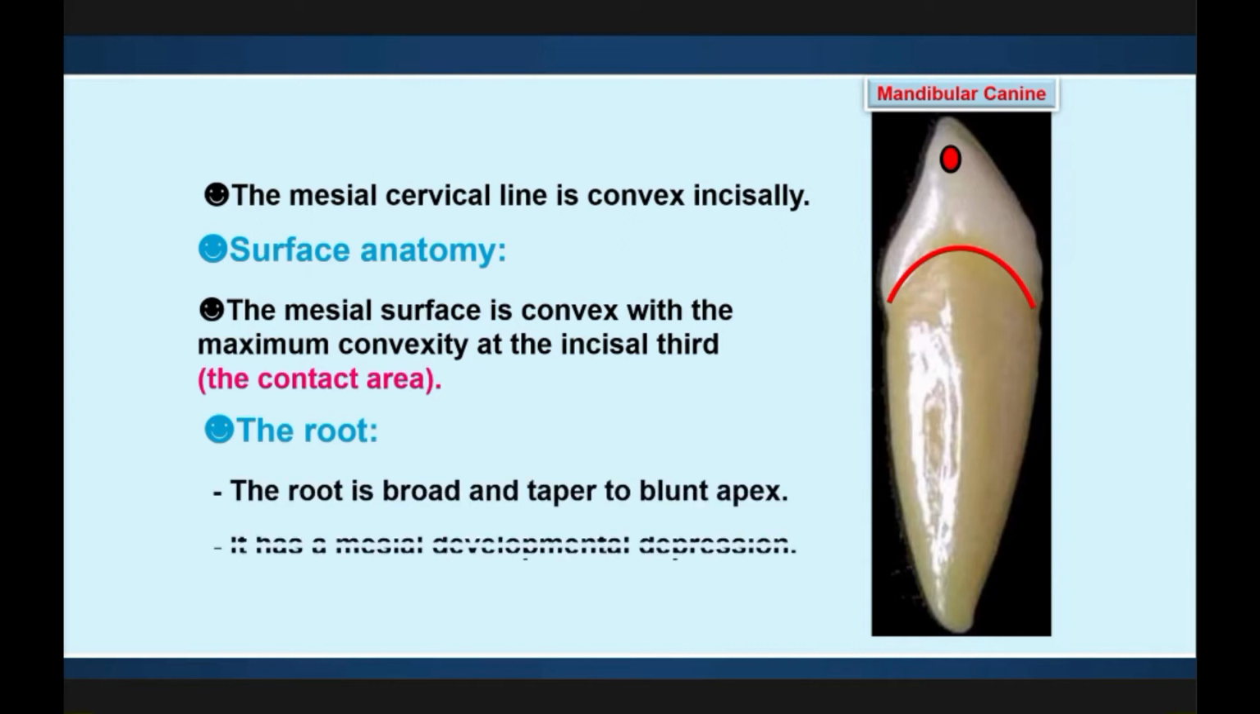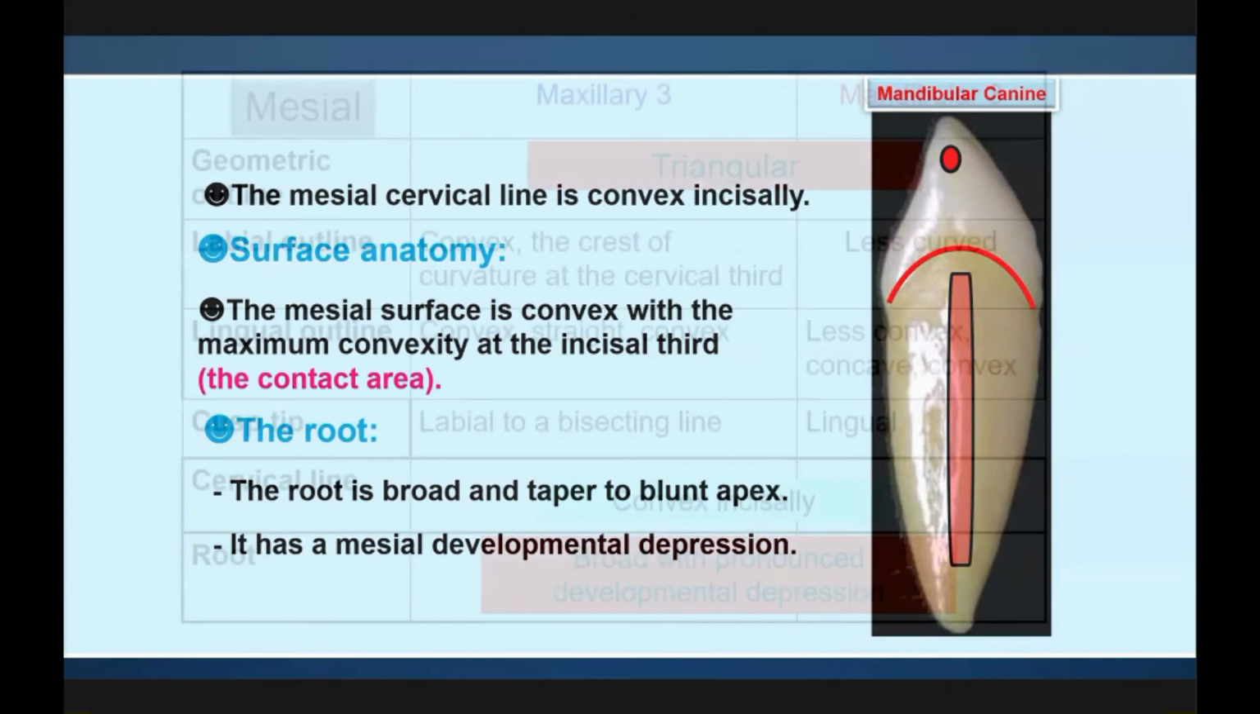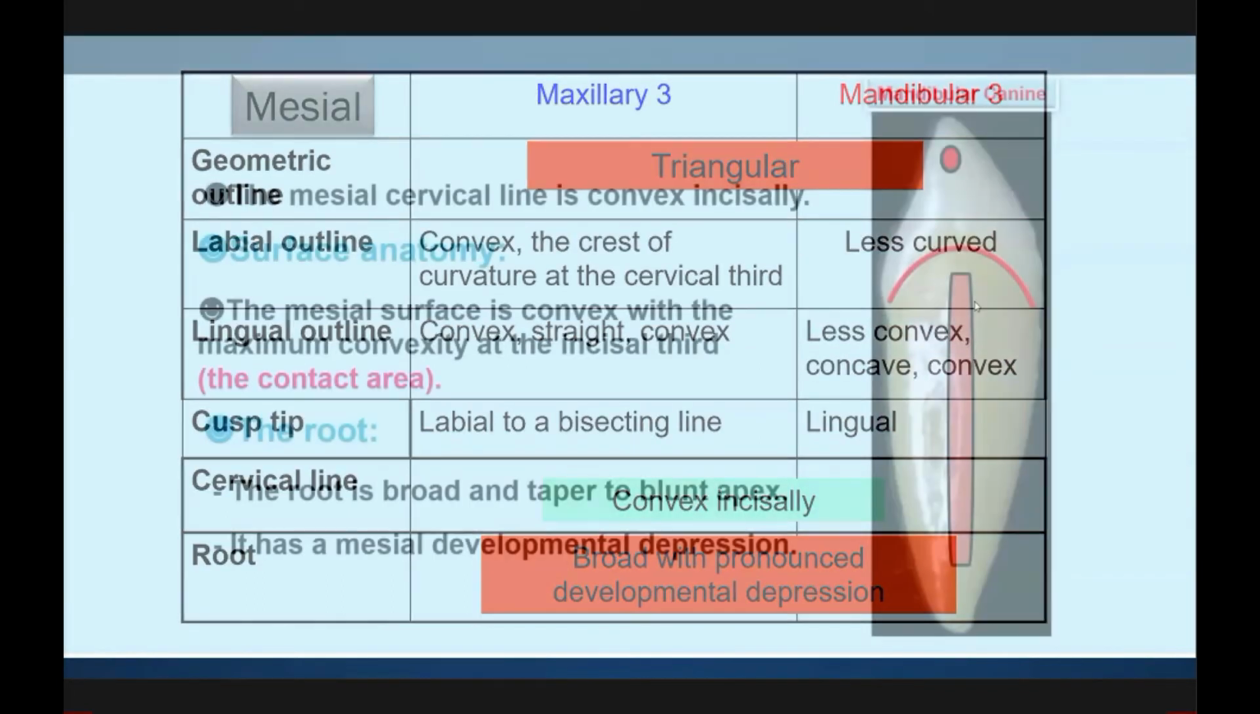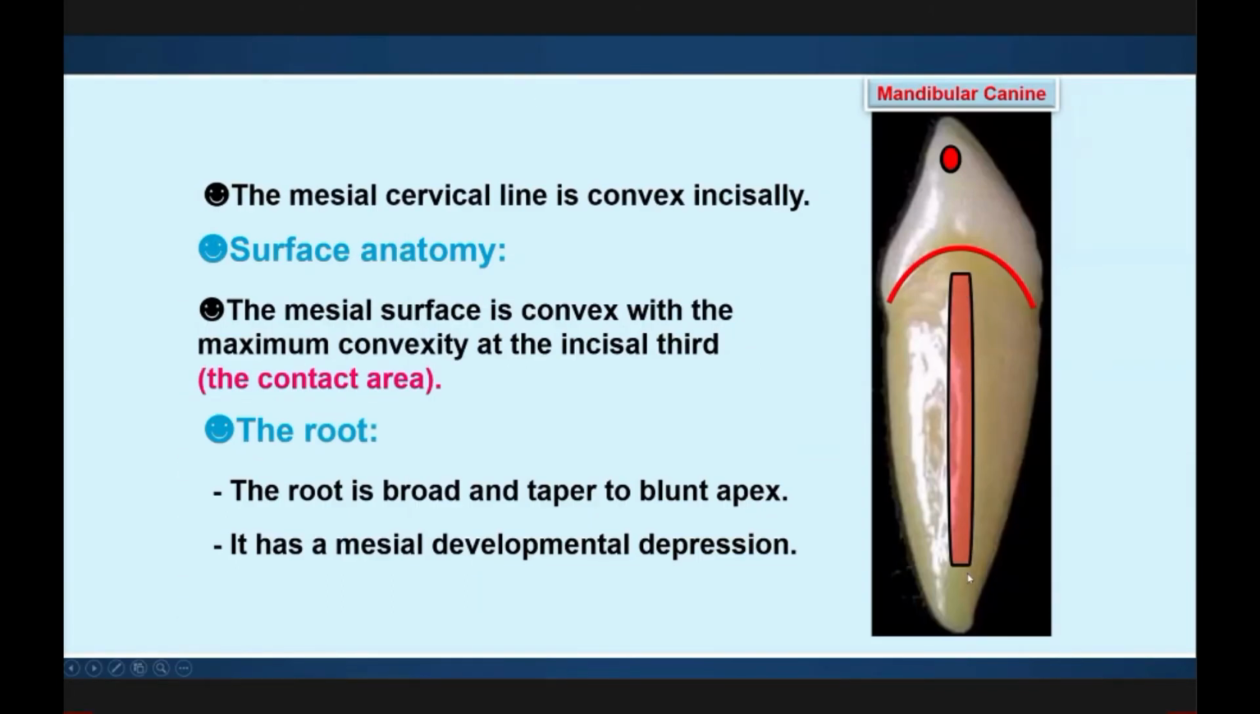The root is broad and tapered to a blunt apex. You see the root is very broad, with gradual tapering to the blunt apex. It has a mesial developmental depression. This red line shows the mesial developmental depression, where depression is present on both sides, mesial and distal. But what is happening? Sometimes the depression is so deep on both sides that the apical area divides into two parts and looks like two roots. Okay, we'll talk about this later.